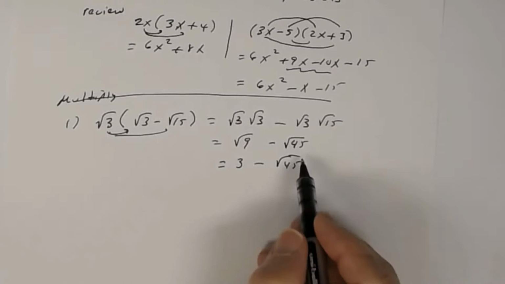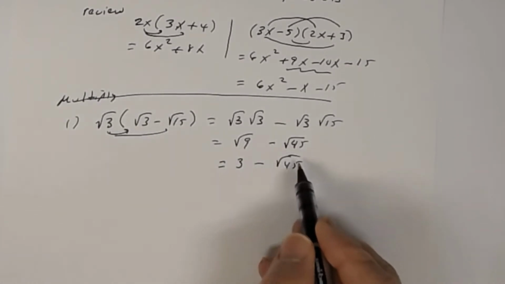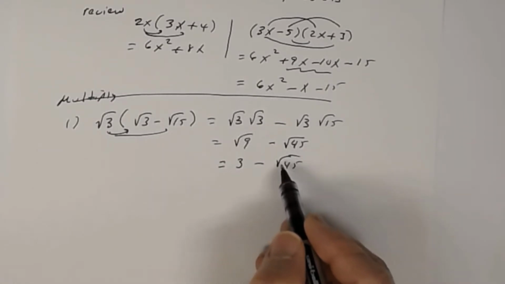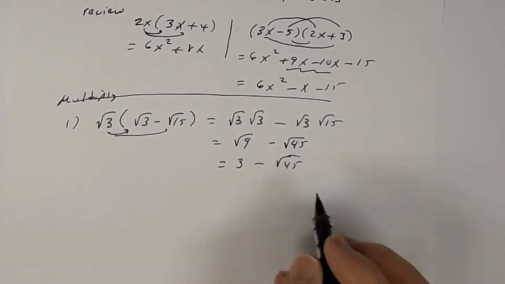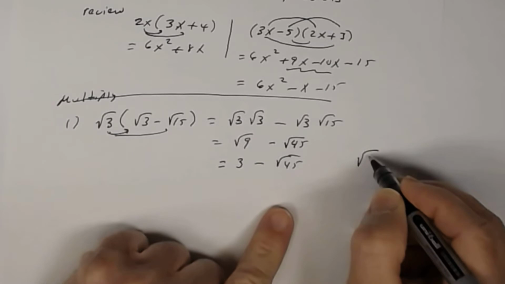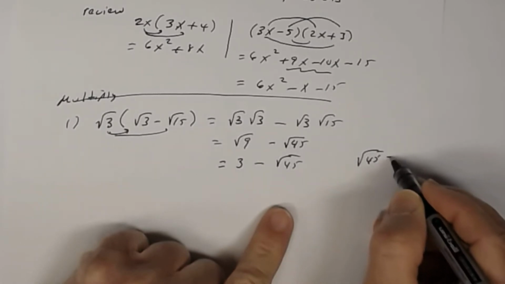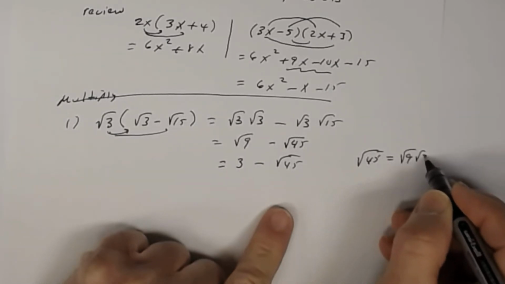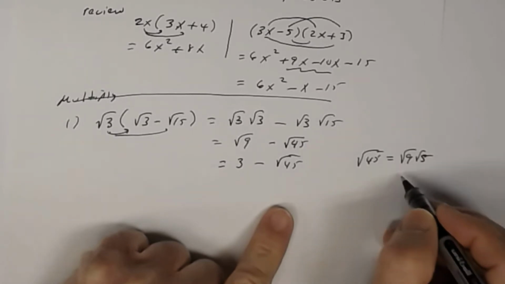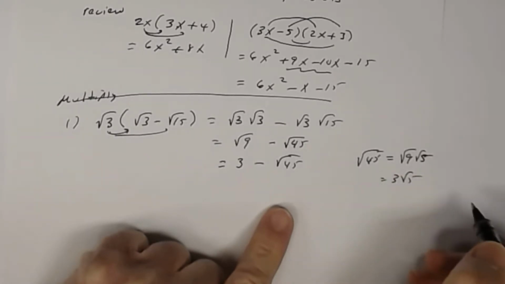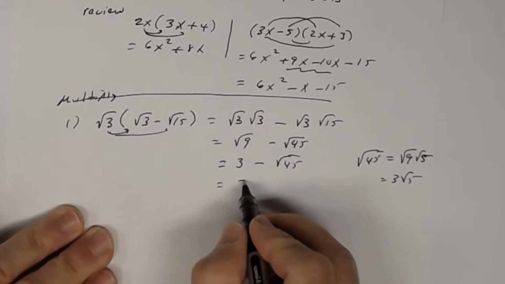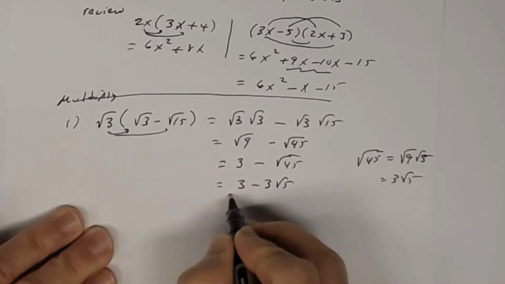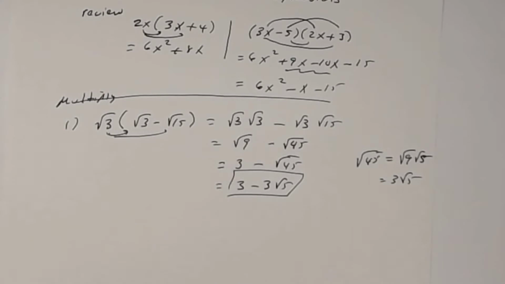Now, what you've got to do is make sure that this is as simplified as you can get. And it's not, because remember, the largest perfect square that goes into 45, since it's a square root, is 9. So I know that the square root of 45 is equal to the square root of 9 times the square root of 5. The square root of 9 is 3, so you get 3 square root of 5. And so your answer would just be 3 minus 3 square root of 5. And that's all that is.